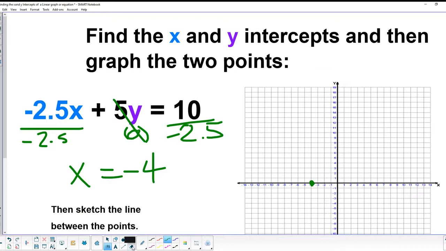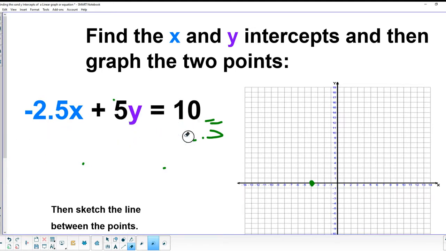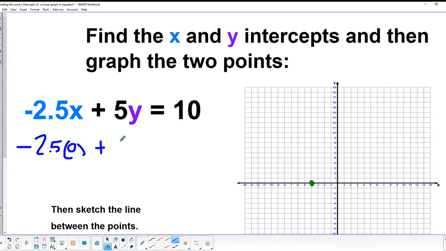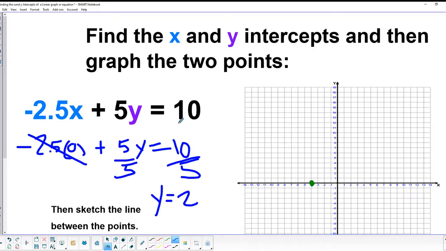All right, so as long as we're doing this a little bit differently this time, now we can erase what we've got here and do this over again. Only this time, instead of making y equal to 0, we're going to make x equal to 0. So negative 2.5 times 0 plus 5y equals 10. That cancels out. We divide both sides now by 5. And we end up with y equals 2. So the y-intercept is going to be at (0, 2). Okay. Then we grab a straight edge of some kind and we sketch a line between those 2 points. And there's our graph. Simple as that.